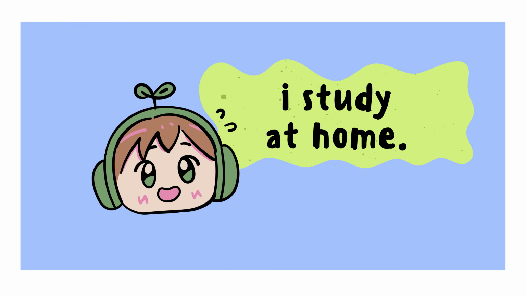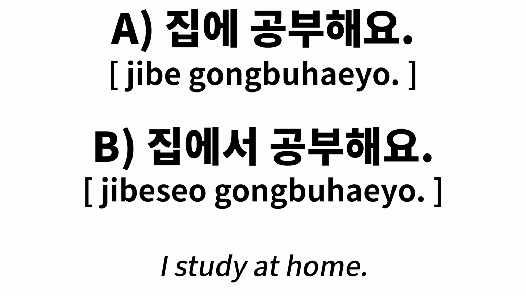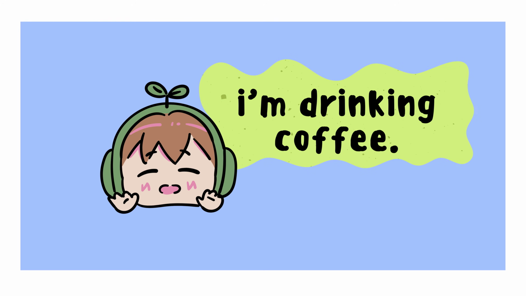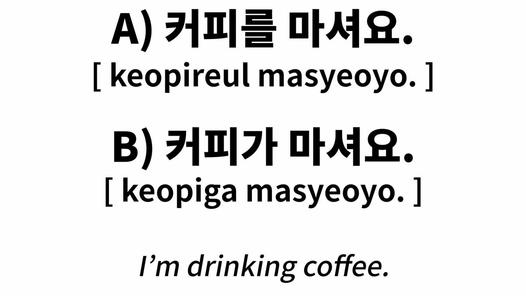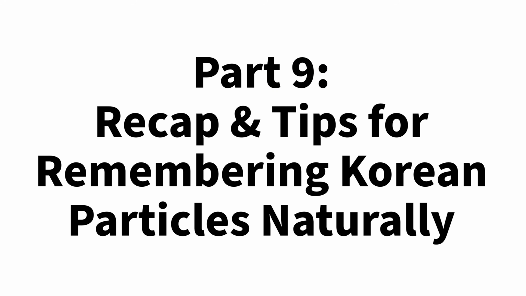You're saying I study at home. A. 집에 공부해요. B. 집에서 공부해요. Correct: B. 에서 marks where the action takes place. You're saying I'm drinking coffee. A. 커피를 마셔요. B. 커피가 마셔요. Correct: A. 를 marks the object.